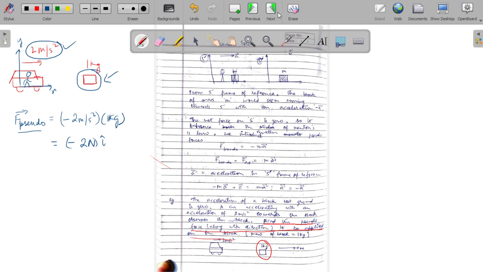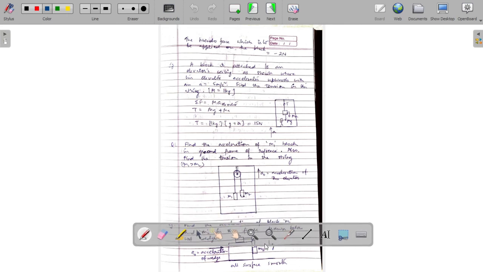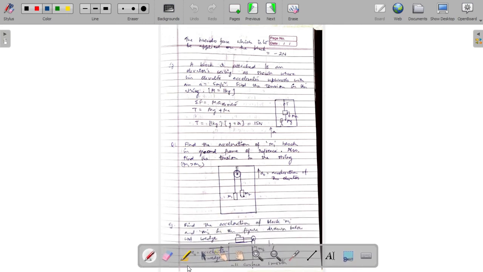Okay, let's move ahead. So let us do one more question to understand the pseudo force which is to be applied on a block, this is what we did in the last question. Now let us do this example. A block is attached to an elevator ceiling as shown in the figure. So we have an elevator, and in the elevator you have a man who is trying to observe this block which is tied to the ceiling like this.